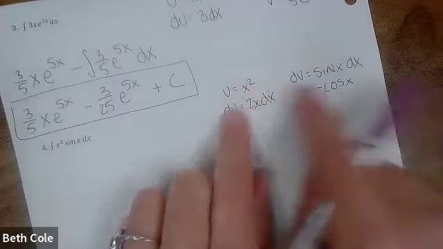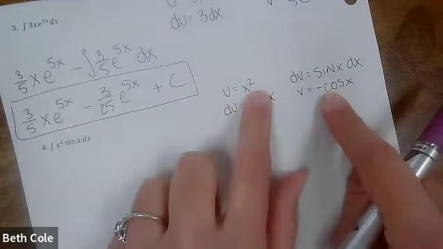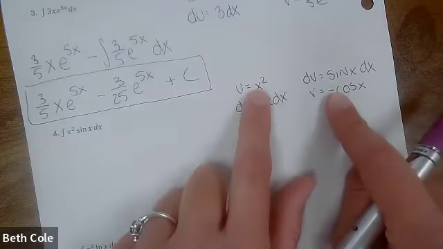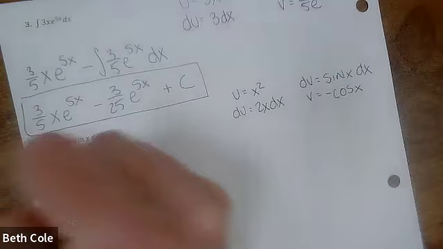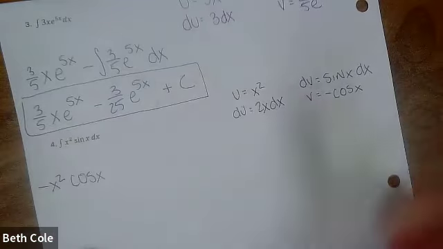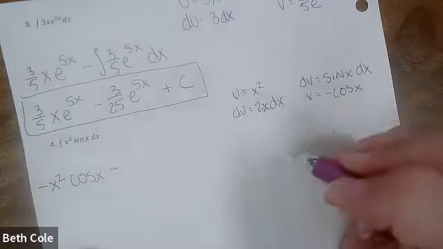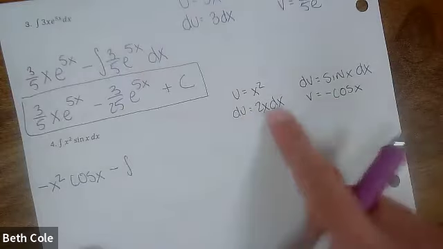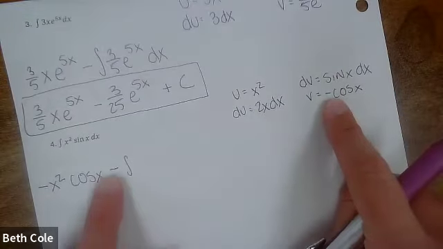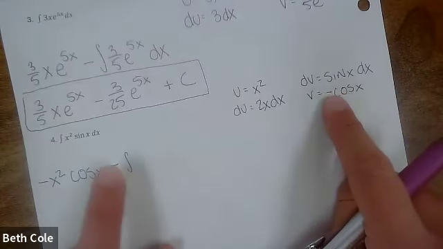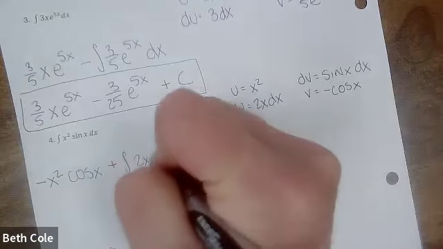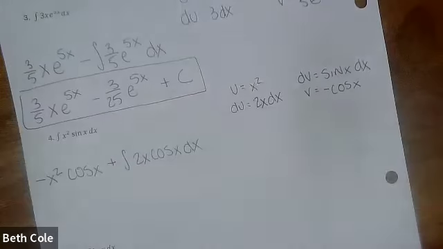So next step, we're going to multiply u times v. That would be what? Yeah, I would put the negative out front. Negative x squared cosine x. So multiply these two. And then minus integral, and you'll multiply these two together, which would be, oh, actually, since we have a negative and then another negative, can we just go ahead and make those positive? And it'll be 2x cosine x dx.